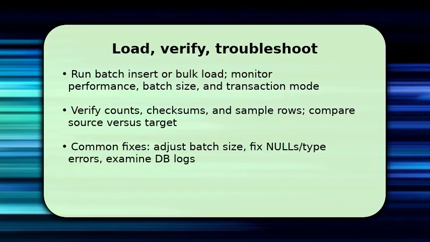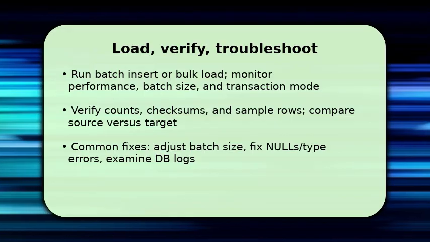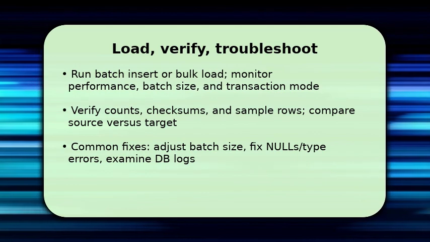If rows fail, check error messages and logs. Common fixes include reducing batch size, adding typecasts, or supplying missing defaults for null. Make sure to wrap corrective loads in transactions, or use staging tables so you can roll back and reapply.